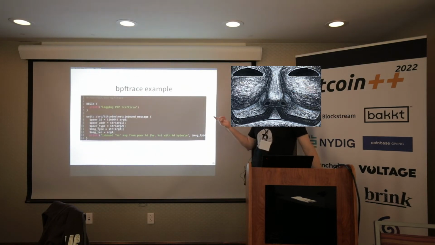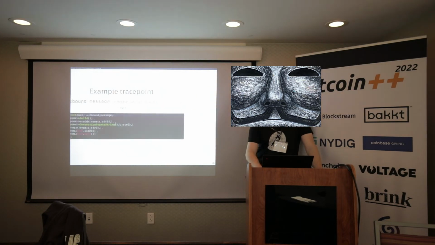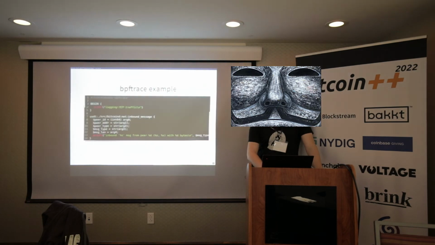Here's a bpftrace example. It's about 40 lines of script. Can you see my mouse pointer? Yeah. We say, okay, this is a USDT trace point. This is the binary we hook into, in source bitcoind, that's something I just compiled. Then the name of the context is net, and we hook into the inbound trace point. And then we fill out these variables with arguments that are being passed to the trace point. That's this here. And just print it out.